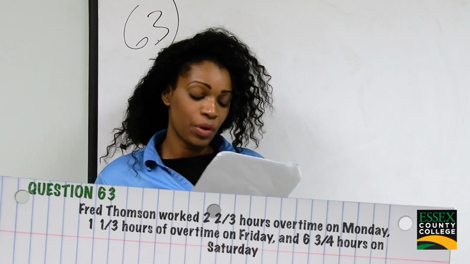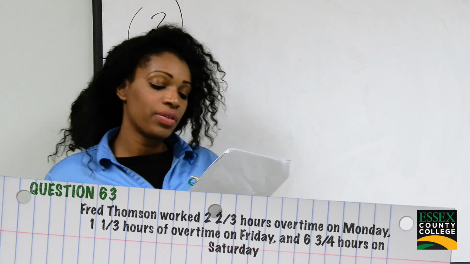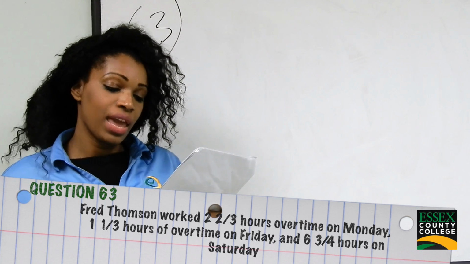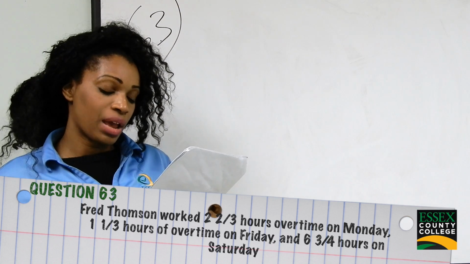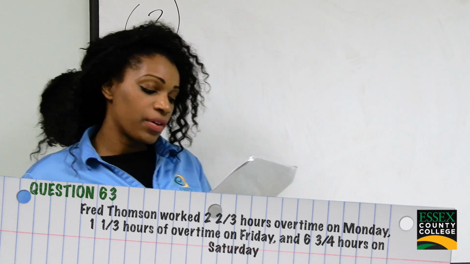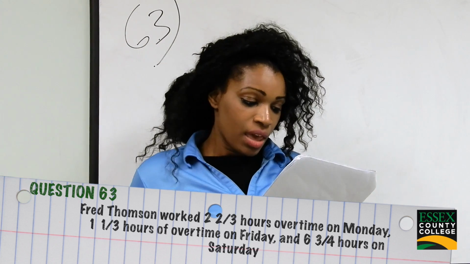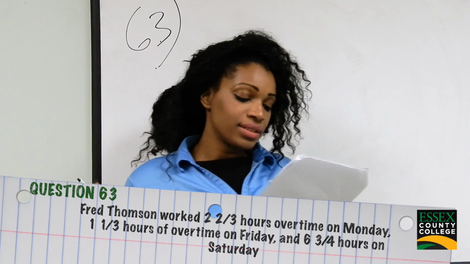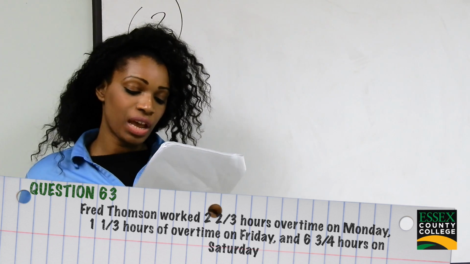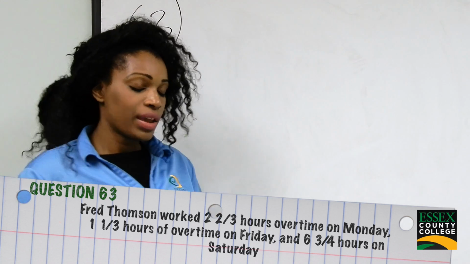Problem 63. Fred Thompson worked 2 2/3 hours of overtime on Monday, 1 1/4 hours on Wednesday, 1 1/3 hours of overtime on Friday, and 6 3/4 hours on Saturday. Our first question, A, asks us to find the total number of overtime hours worked during the week. Okay, so we're just going to add his overtime hours.